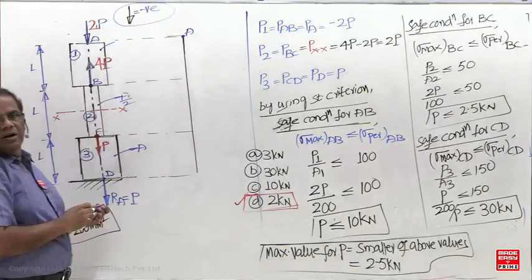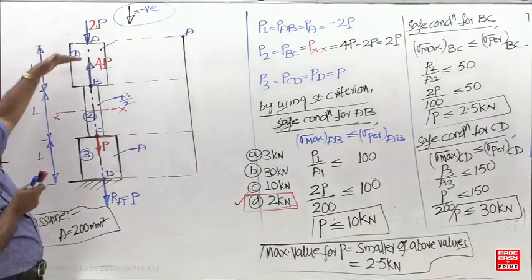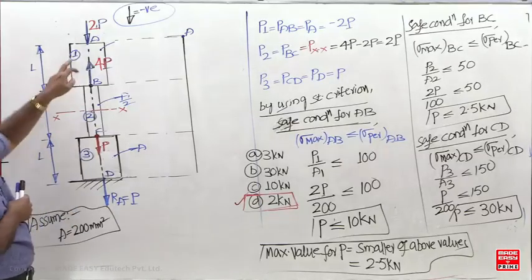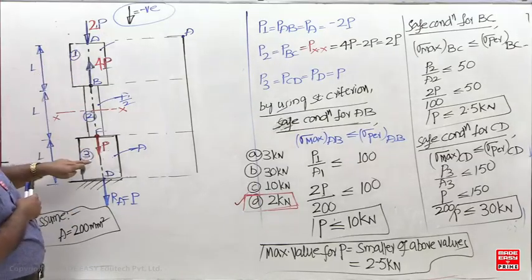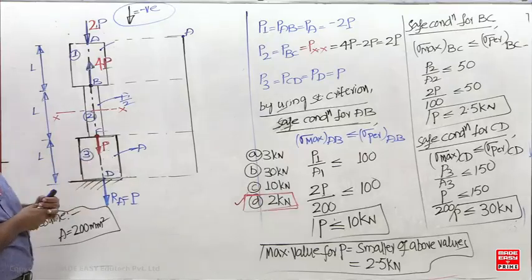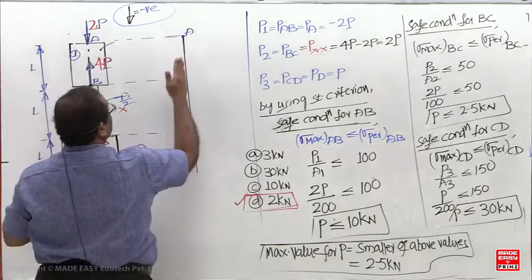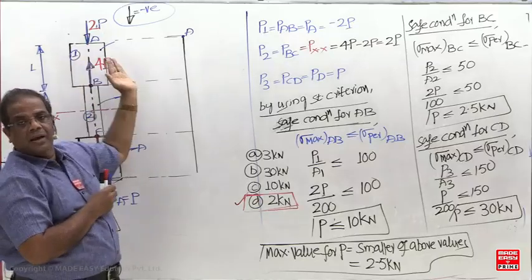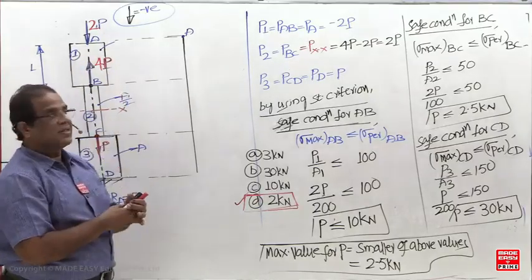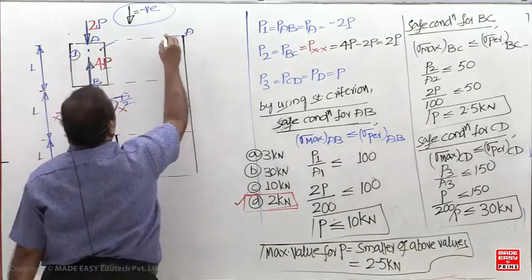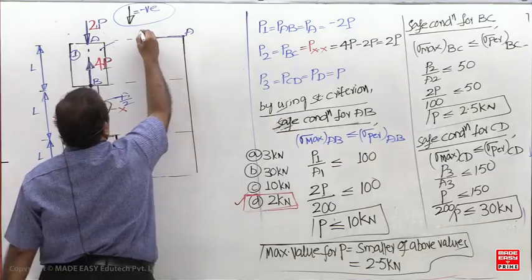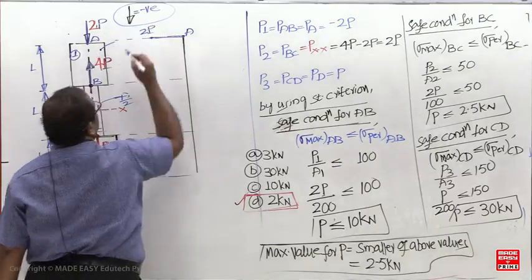What is the meaning of this now? When I'm drawing the diagram from top to bottom, all downward loads should be negative, and upward loads should be positive. Negative, positive, negative, and negative. So this is negative. Negative means what now? X coordinate negative on which side? Left side. X coordinate negative on the left side. Therefore you draw on the left side. Then what is the next step now?